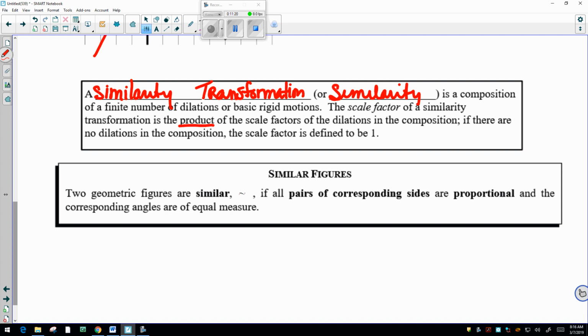So we can say geometric figures are similar. Notice our symbol, we get this little squiggle. If all pairs of corresponding sides are in proportion and the angles are equal, and that's what we've been saying along with our dilations.